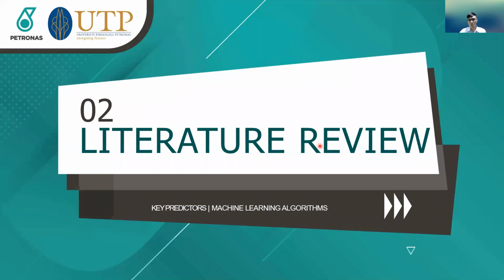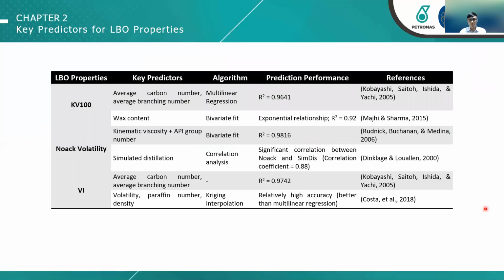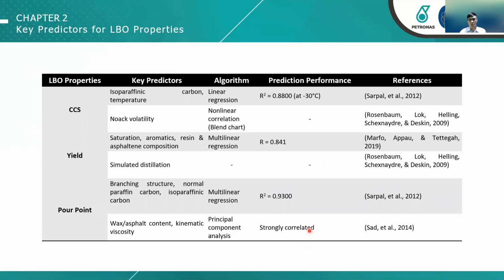In this section, the key predictors for each base oil property and a comparison of various machine learning algorithm performance are being reviewed. For KV100 and VI predictions, past studies show that the density and oil structural parameters such as branching number are key predictors, obtaining R square of over 0.95. Moreover, SIMDIS is said to correlate strongly with Noack. Next in line is the prediction of cold cranking simulator. Sapao and his team found that the oil structure, particularly isoparaffinic carbon structures, affects the CCS quite significantly, obtaining an R square of 0.88 using a simple linear regression.